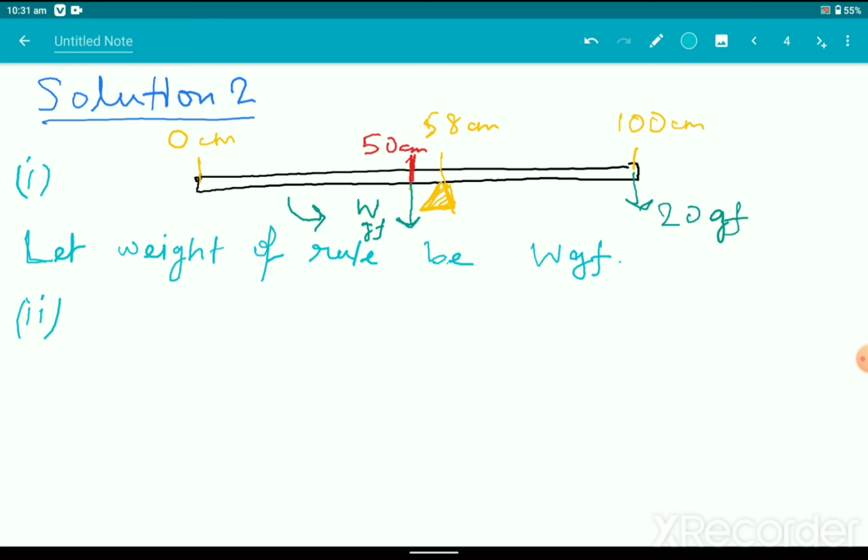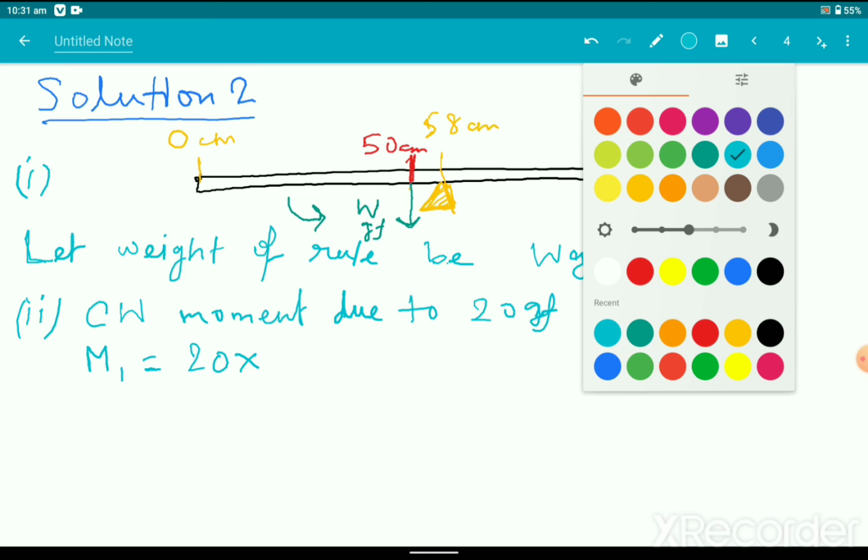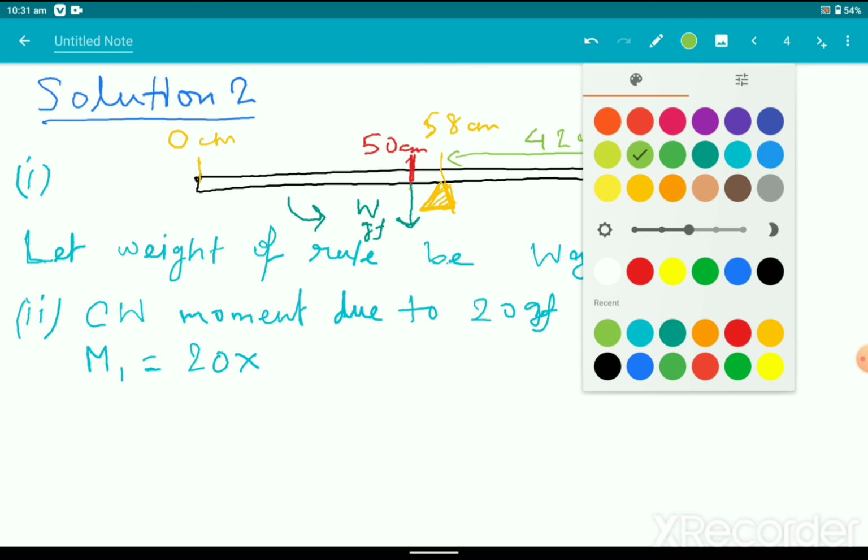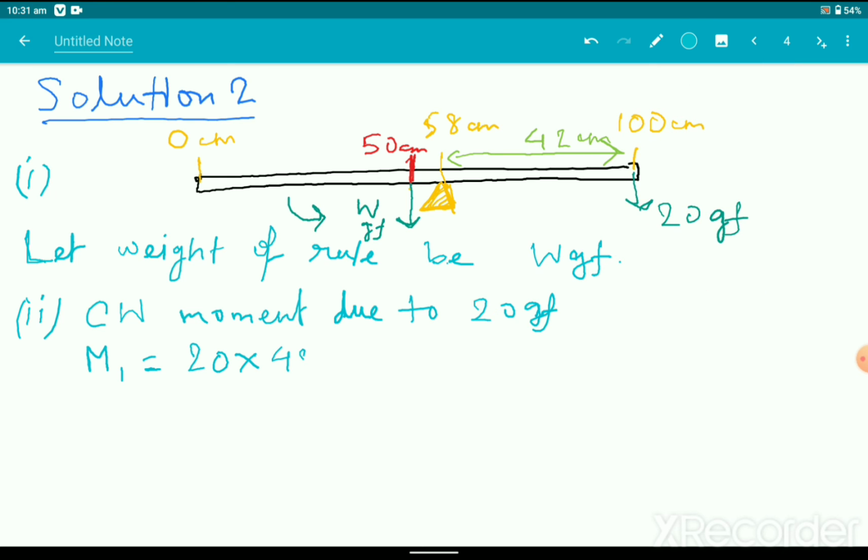The total clockwise moment will be due to the 20 GF. So clockwise moment, CW moment, due to 20 GF. Let us consider this to be M1. It will be equal to the force 20 GF into the perpendicular distance. Now what is this distance? This distance will be 100 minus 58, so it's 42 centimeter. So the moment of force will be 20 into 42 GF centimeter. Just keep it like this, no need to calculate at this moment.